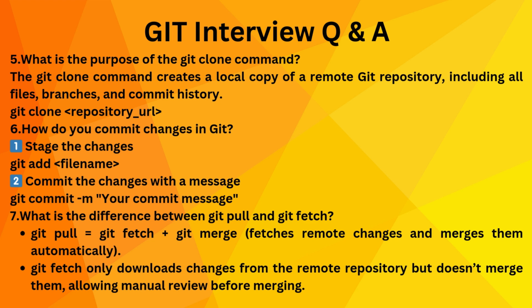What is the difference between git pull and git fetch? Git pull is a combination of git fetch and git merge, fetching remote changes and merging them automatically. Git fetch only downloads changes from the remote repository but does not merge them, allowing manual review before merging.